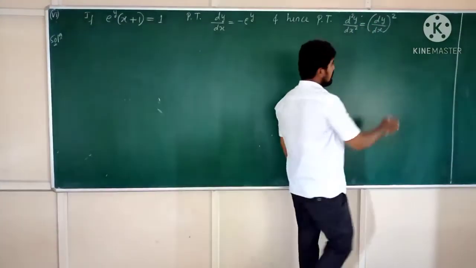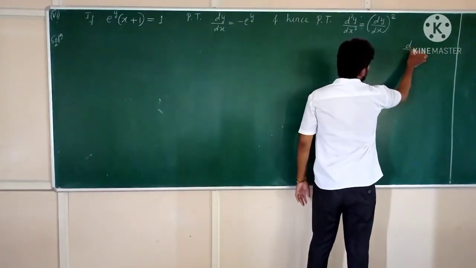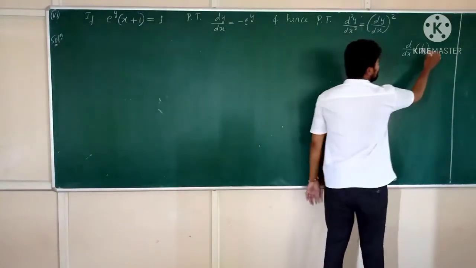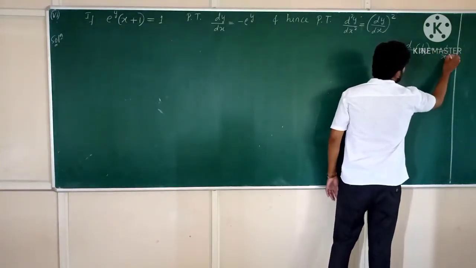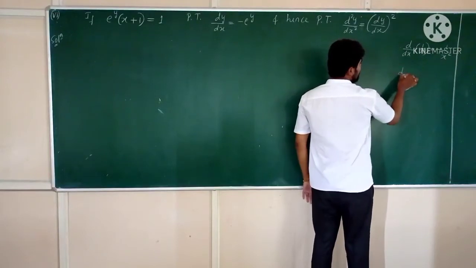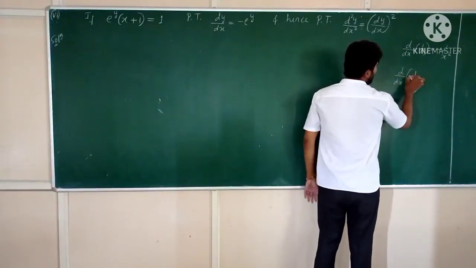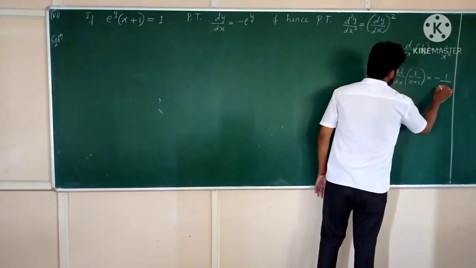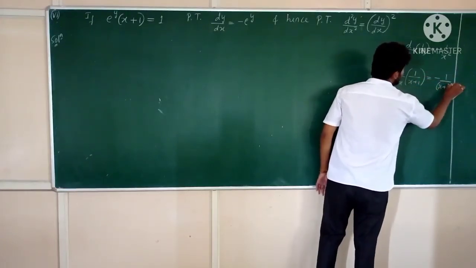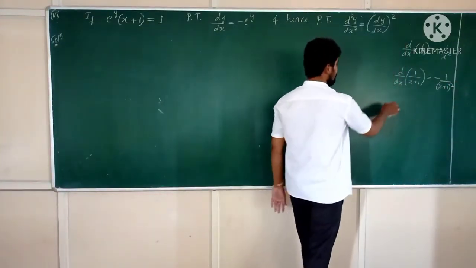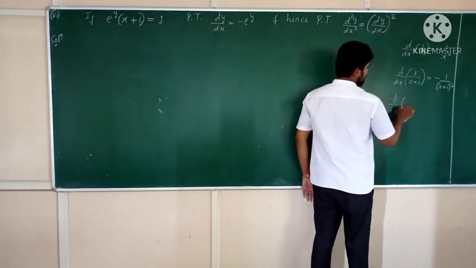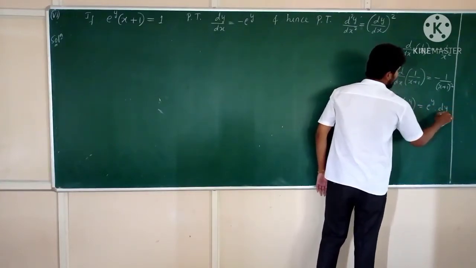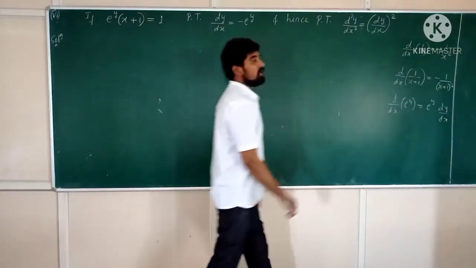So as you know that the derivative of 1 by x is what? Minus 1 divided by x square, and hence the derivative of 1 divided by x plus 1 is equal to what? Minus 1 divided by x plus 1 whole square. And as you already know that the derivative of e power y is what? E power y into dy by dx. Let's start the solution.